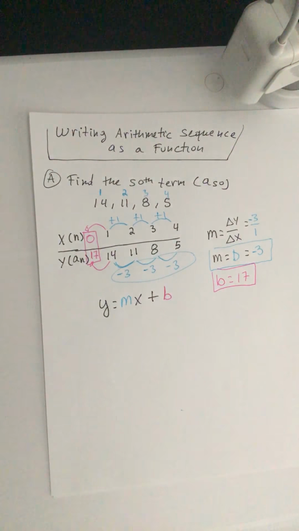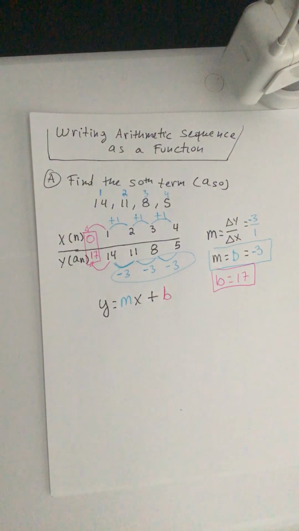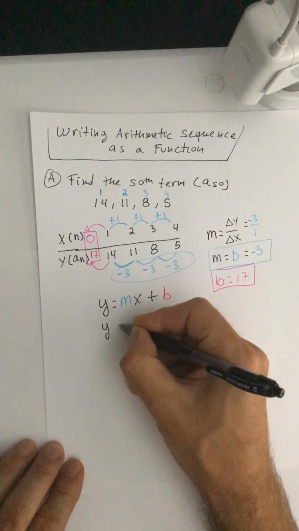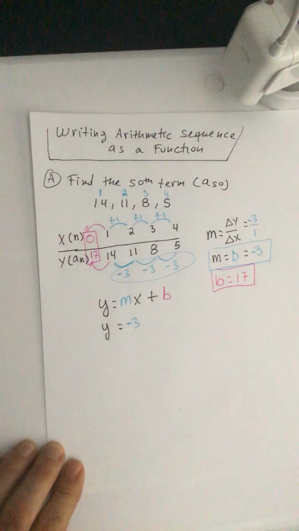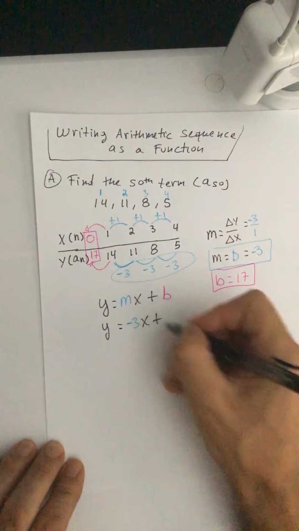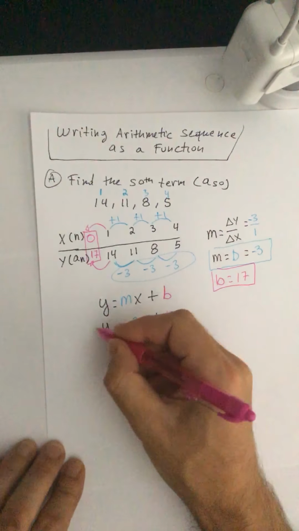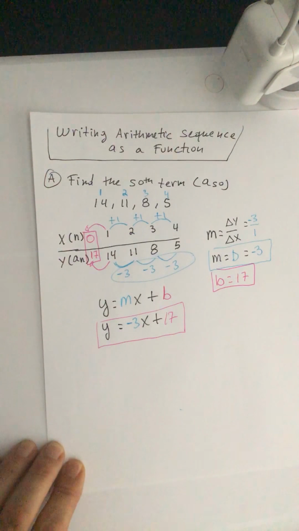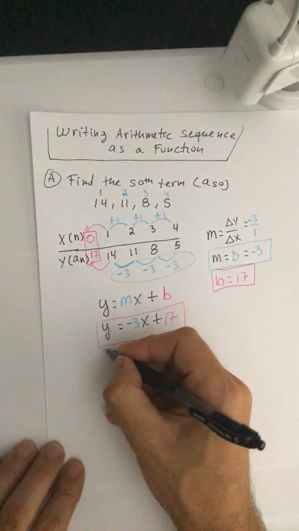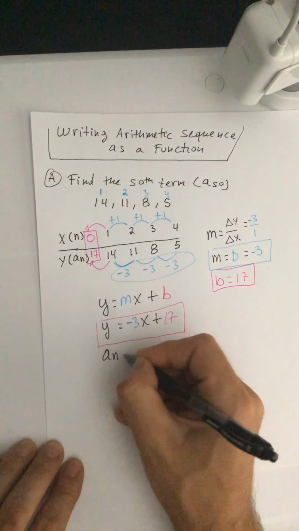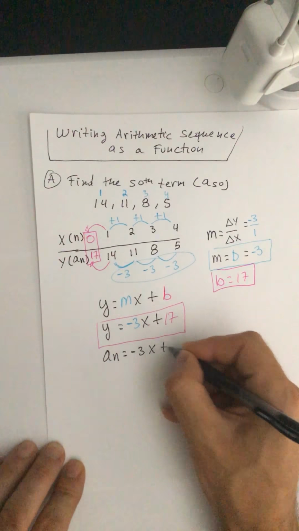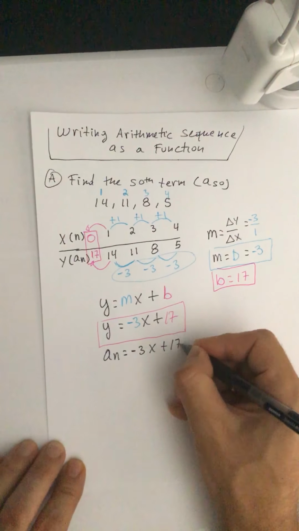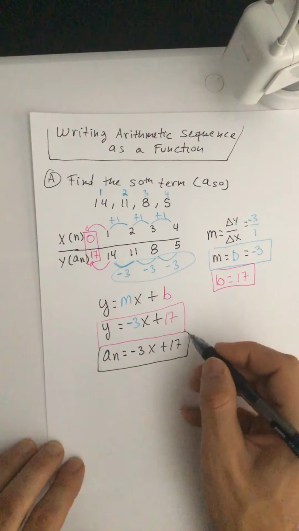Now I got all the information to write down the equation of the function. So y equals slope, which is -3, remember, times x plus 17. This is my equation there. If you're going to write it as a function using the a, that will be a of n is equal to -3x plus 17.